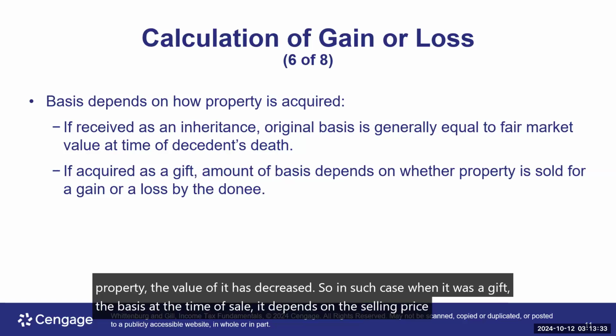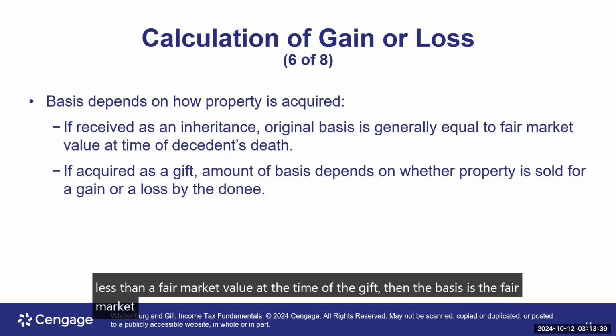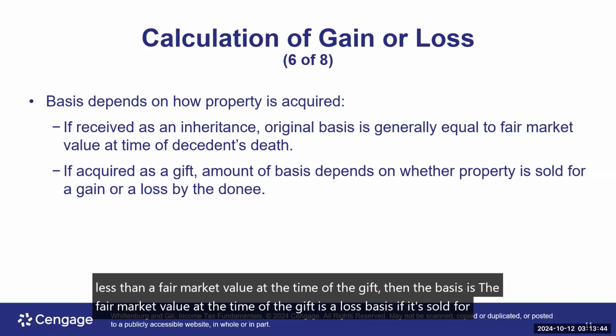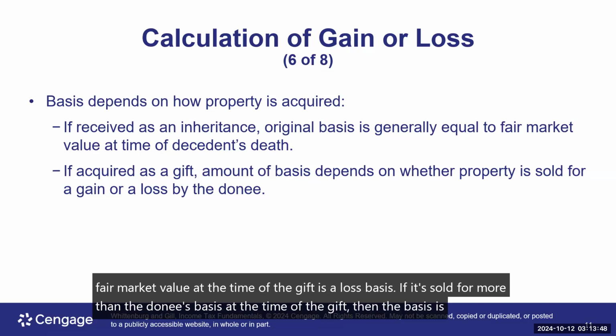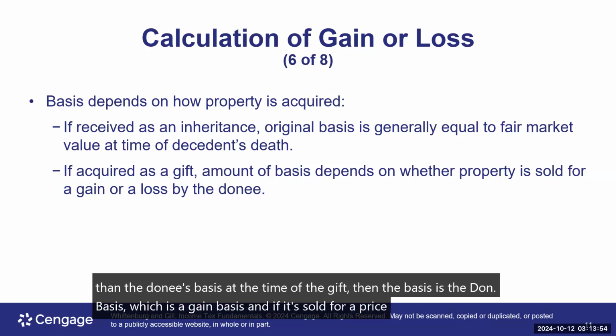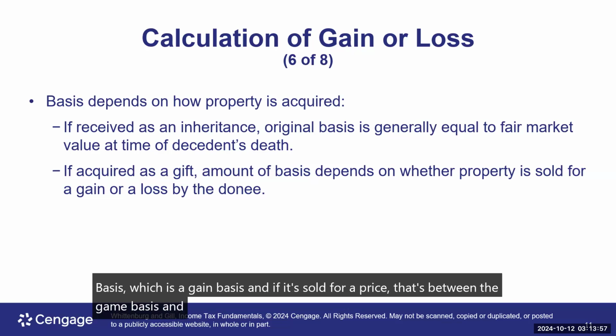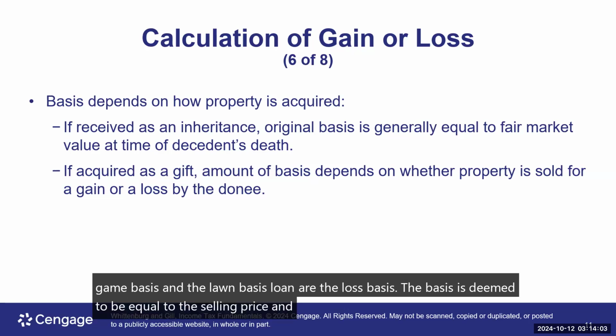If it's sold for less than the fair market value at the time of the gift, then the basis is the fair market value at the time of the gift. There's a loss basis. If it's sold for more than the donee's basis at the time of the gift, then the basis is the donee's basis, which is a gain basis. And if it's sold for a price that's between the gain basis and the loss basis, the basis is deemed to be equal to the selling price, and therefore there's no gain or loss realized.